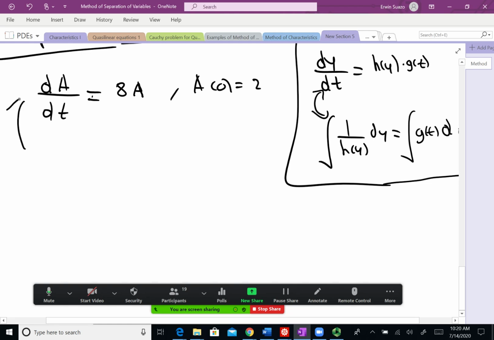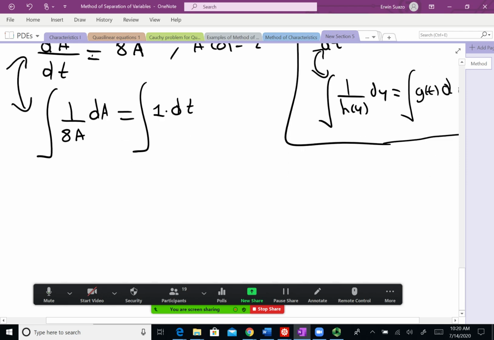Okay, so tell me how I'm gonna transform this. I'm gonna have equal, and then what? What am I gonna have on the left hand side? Yeah, so let's put it like 1 over 8A, and on the other side, dt, but basically there is a 1 right here, right? And now we integrate. So let's start easy. What is the integral on the right hand side? t, let's call it plus c, right?